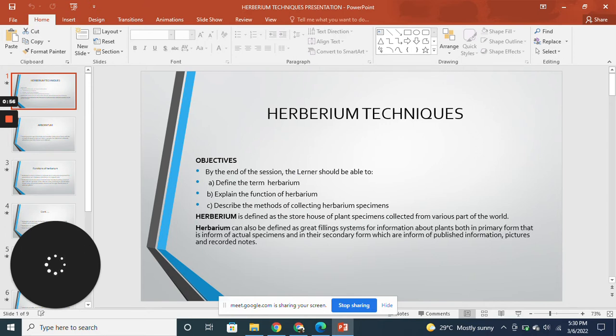Yes, that's good. Herbarium is defined as the storehouse of plant specimens collected from various parts of the world. Also, we can define herbarium as a great filing system for information about plants, both in primary form, that is the real plant, and in secondary form, that is from the information that has been published, pictures, and recorded notes.